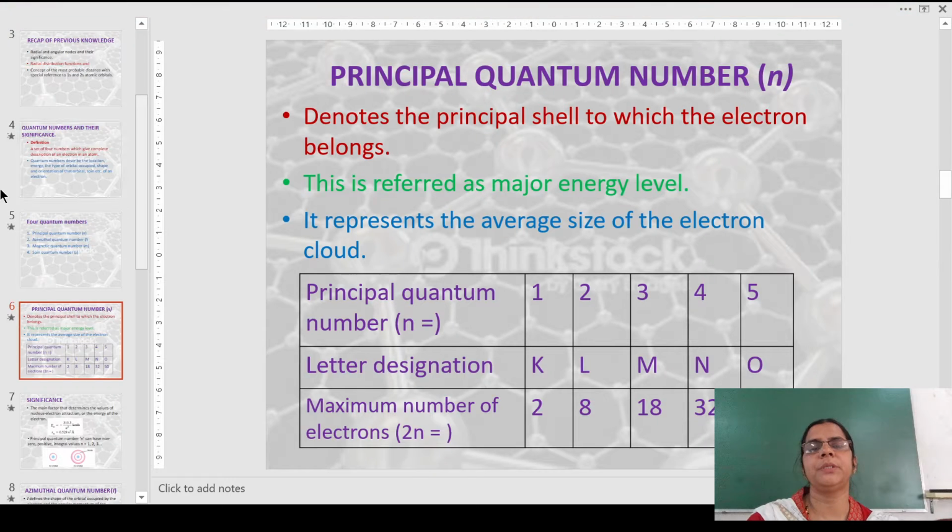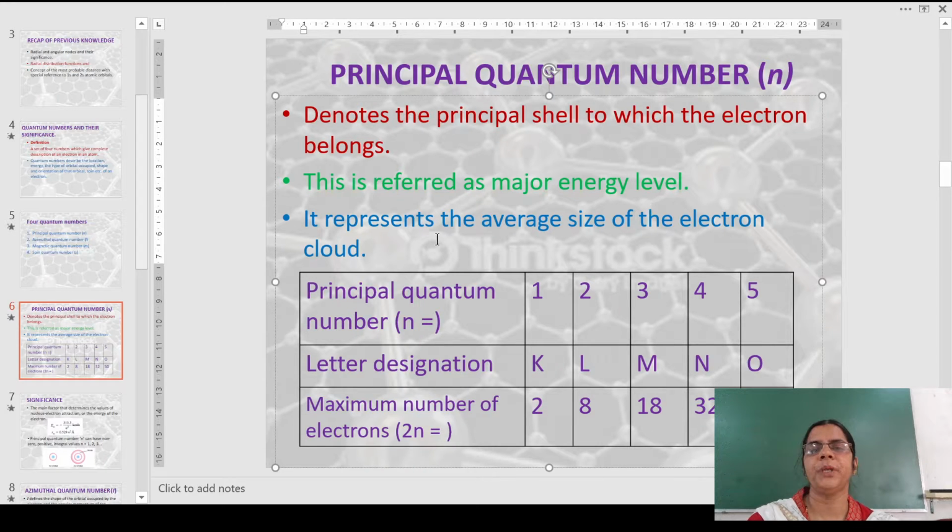The principal quantum number denotes the shell to which an electron belongs. If you visualize an atom, it has a nucleus of positively charged protons and neutrons together, and we can visualize different spheres and different lobes of p orbitals at different distances. The first one that we are going to talk about is the principal quantum number, the shell to which the electron belongs. It tells us about the major energy level, and it also represents the average size of the electron cloud.